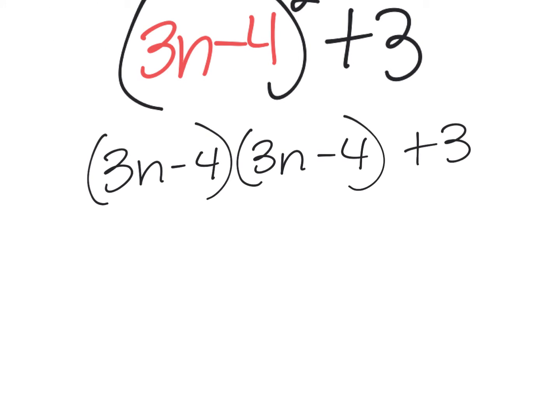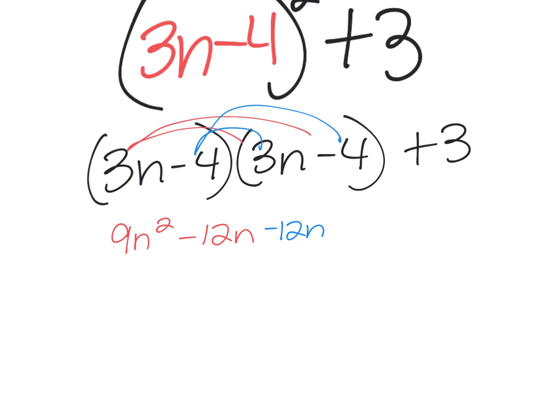Okay, now let's go ahead and keep going. So we got to distribute this 3n. That would give me 9n squared. 3n times -4 is -12n. Now we're ready to distribute the -4, so that gives me -12n right there. -4 times -4 is +16. And then I'm going to drop down that +3 on the outside.